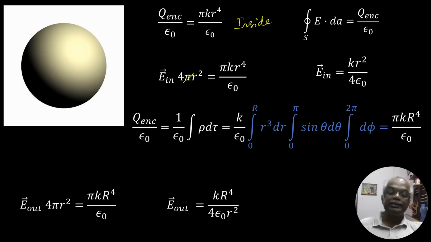You can cancel pi and this pi, and you can cancel this r squared with this r power 4, which will become r squared. So in the numerator you have k r squared over epsilon naught. You bring this 4 to the other side, you will get 4 epsilon naught. So the electric field inside is k r squared over 4 epsilon naught.